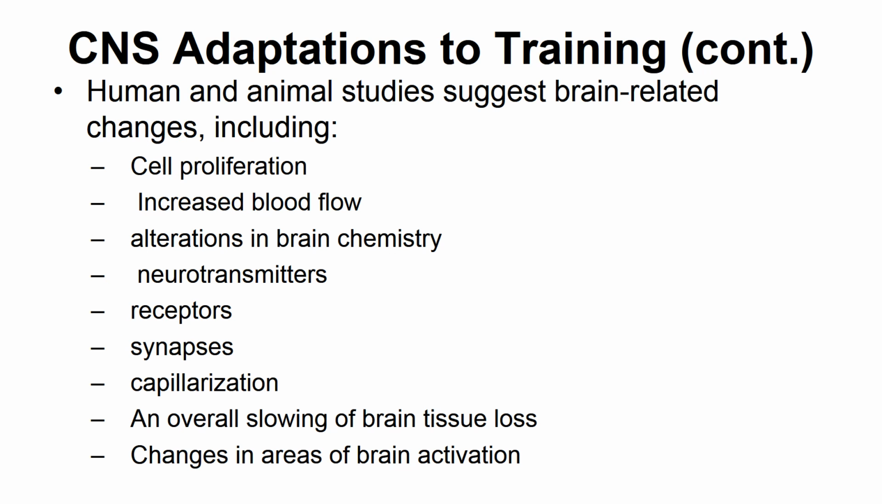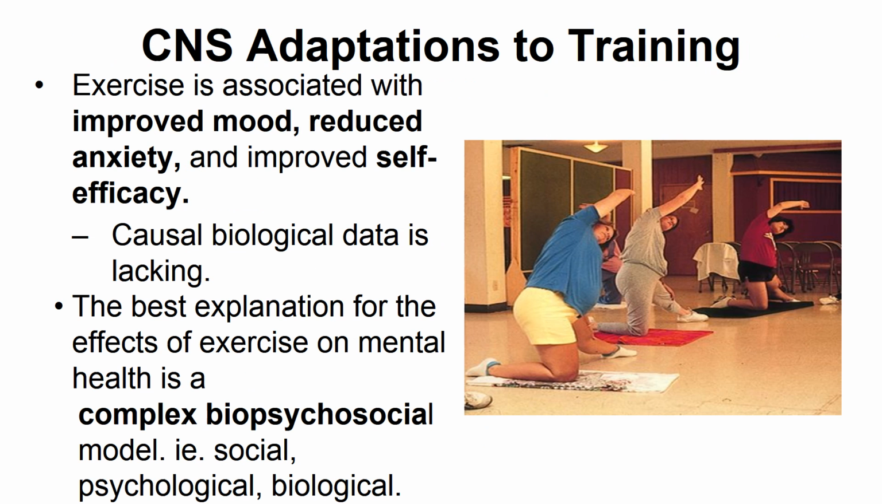Many of the brain-related changes that result from central nervous system adaptations to training are listed in this slide. As I stated previously, the causal biological research data is lacking specifically around exercise in the elderly. However, it is associated, and has been reported, as I mentioned, with indications of improved health, reduced anxiety, and improved self-efficacy. The best explanation for the effects of exercise on mental health is very complex and is best represented in a biopsychosocial model.